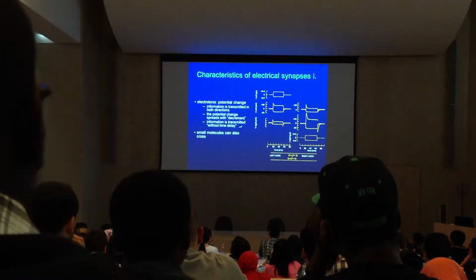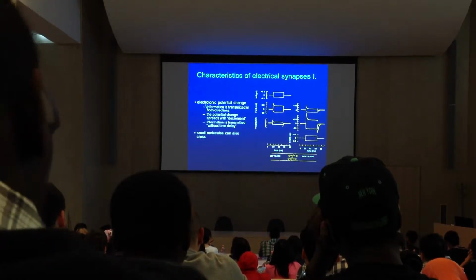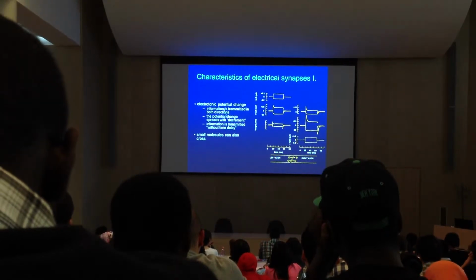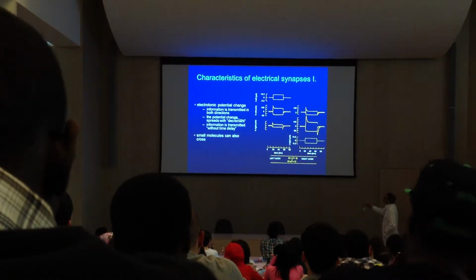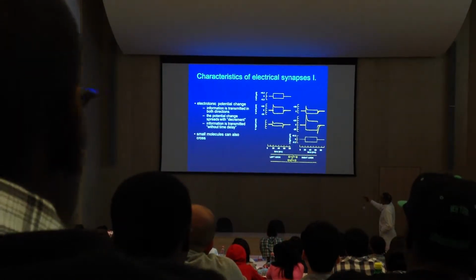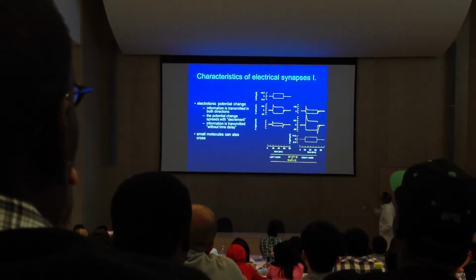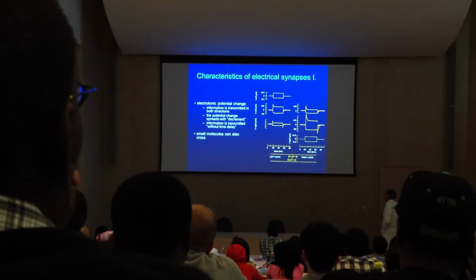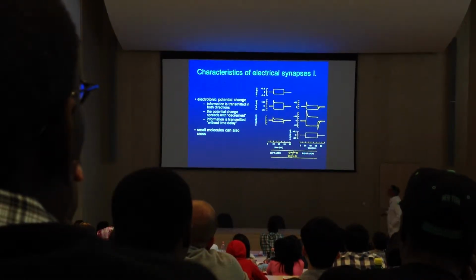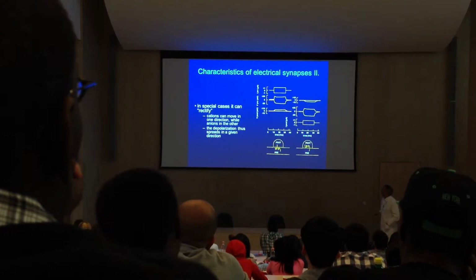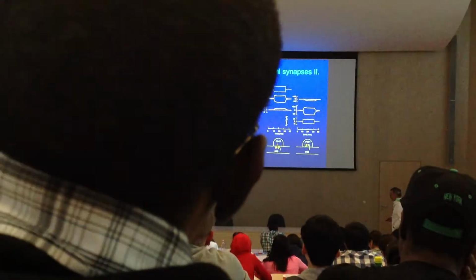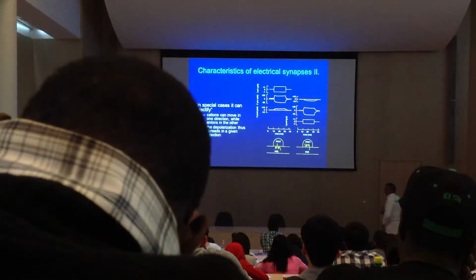So these guys transmit information in both directions, and the potential change spreads with a decrement, and essentially without any delay. So when you do it here, it instantly appears in both axons. This is, let's say, how 80% of our gap junctions work. The other 20% make it a little more complicated, but not much.